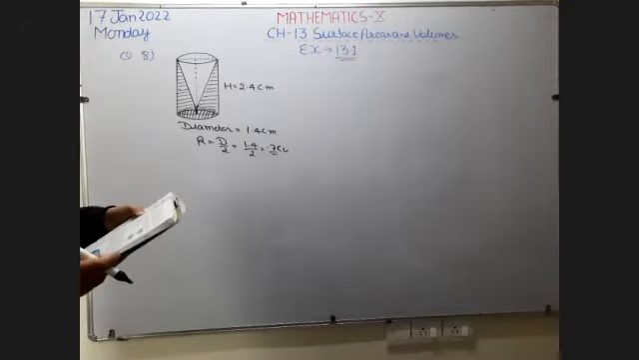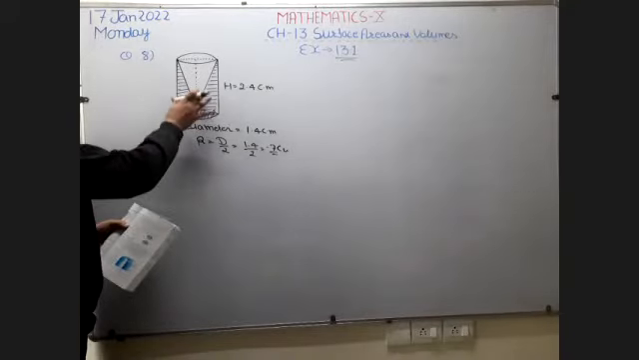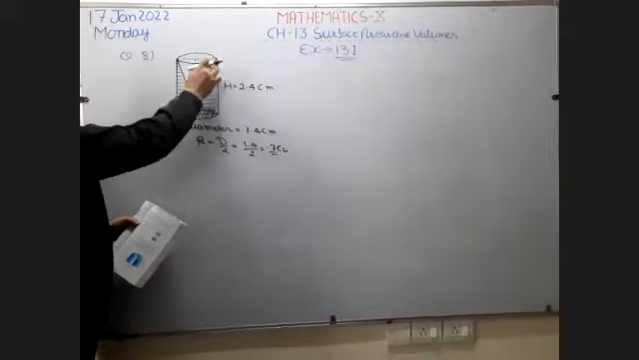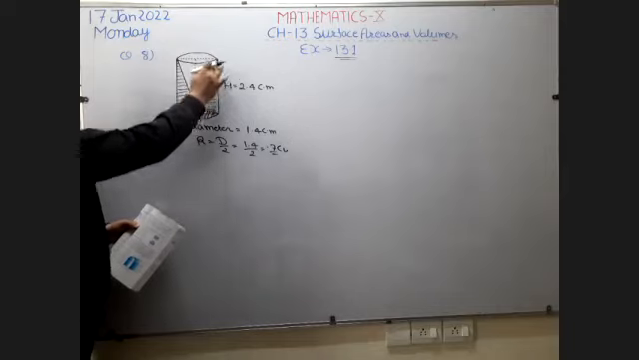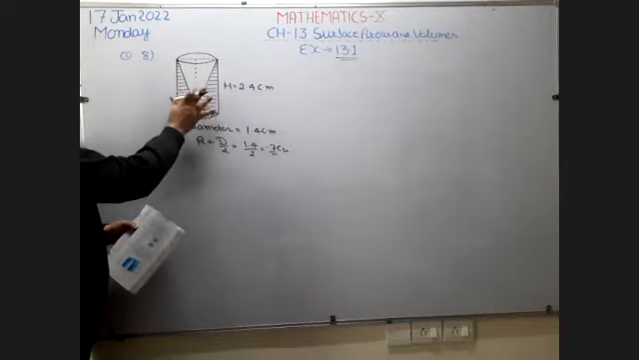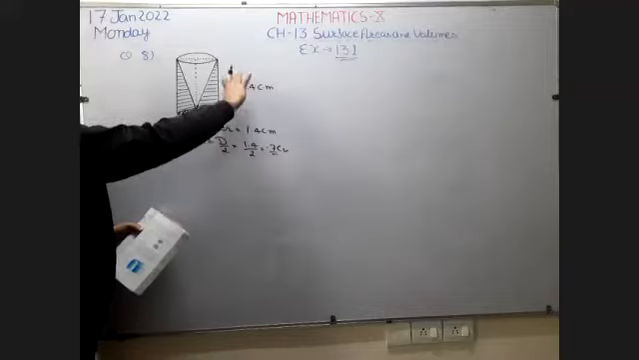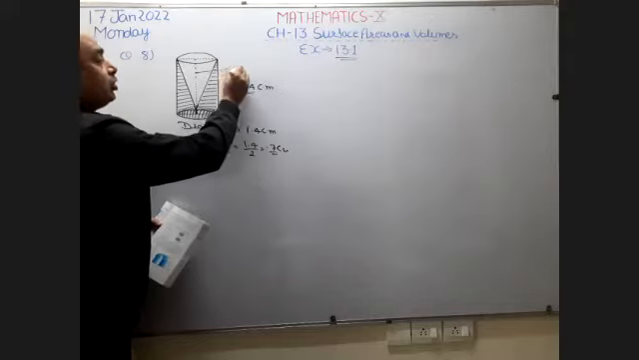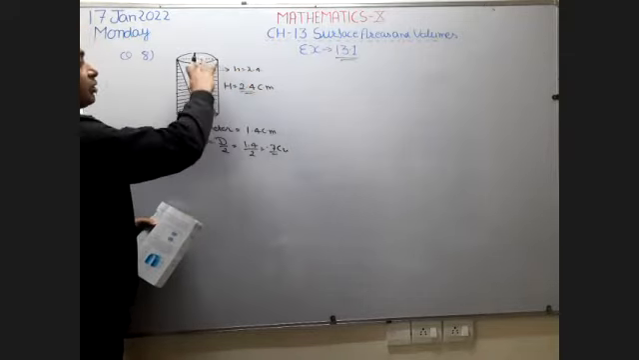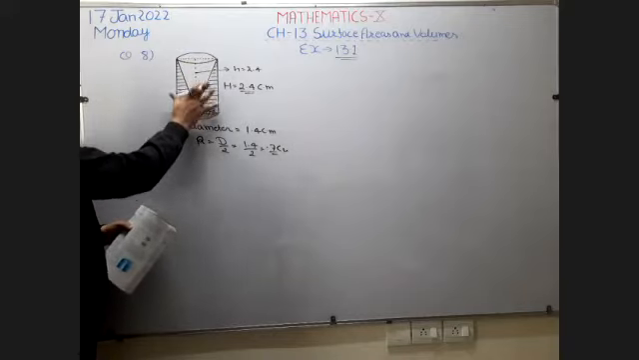Now a conical cavity of the same height and same diameter is hollowed out. We are going to hollow out this conical portion from the cylinder. When we hollow out this conical portion, this portion is left. This is the shape of the remaining solid. The height of the cylinder is 2.4 centimeter, so the height of the cone is also 2.4 centimeter. When we hollow out this cone of the same height from this cylinder, this shape is left.